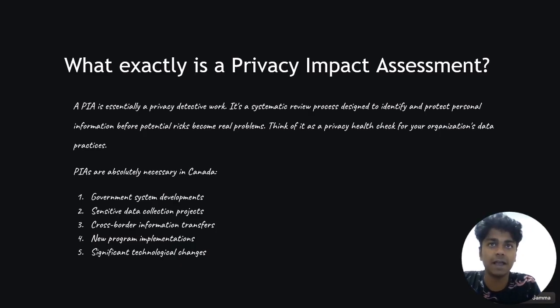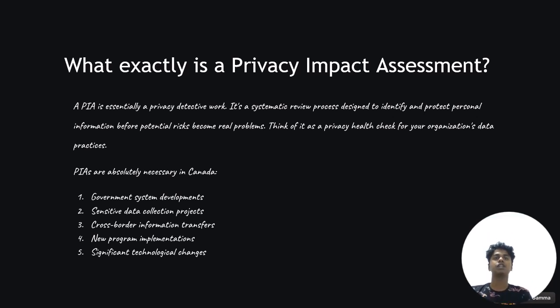Question 10 is, what is a PIA? When should it be performed? What types of findings are typically uncovered as a result of performing a PIA? Are PIAs legally required to be performed in Canada? If so, under what circumstances? Let's start with a simple question. What exactly is a PIA? Privacy Impact Assessment.